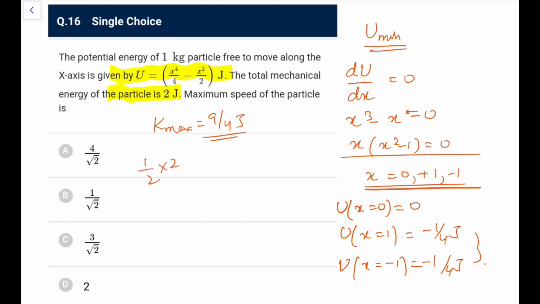So half into 2 into V max square is 9 by 4. So V max directly you can say comes out as 3 by 2, 1 kg, sorry, it is not 2 kg, it is 1 kg. So it would be 9 by 2, so it would be 3 by root 2 meter per second in this case. So go for option C.